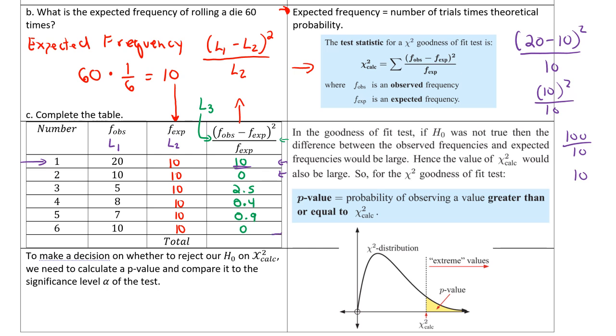Down here where it says total, once we have all those little values, this is the chi-square calc value, and we just add up all these green numbers here, and that's going to give us 13.8. Then it says below, make a decision on whether to reject our null hypothesis based on the chi-square calc value. We need to calculate a p-value and compare it to the significance level.